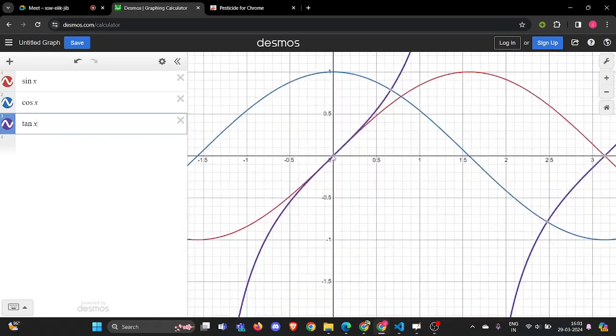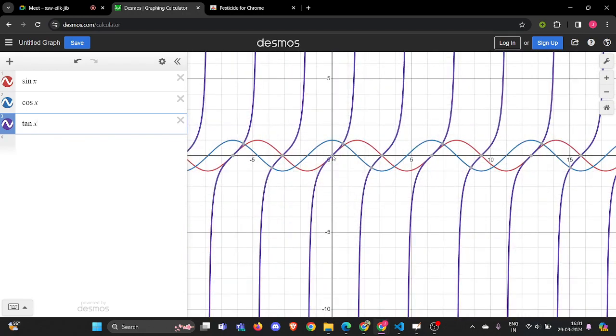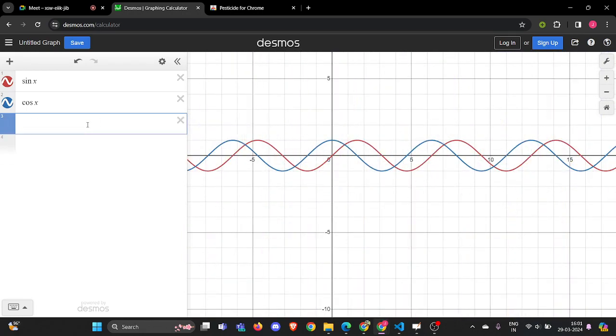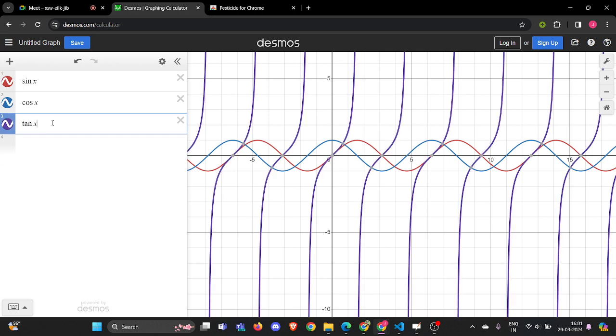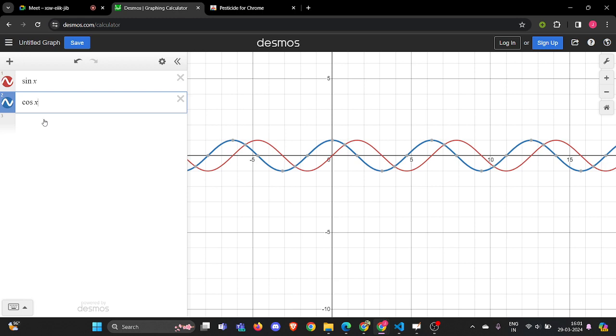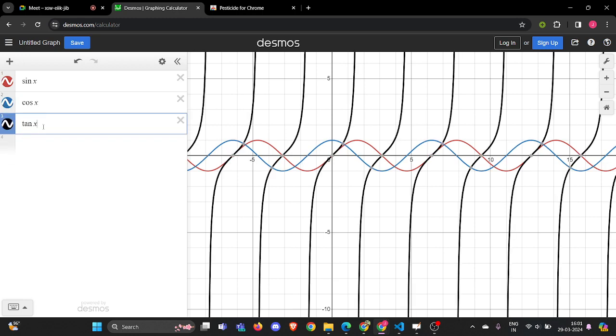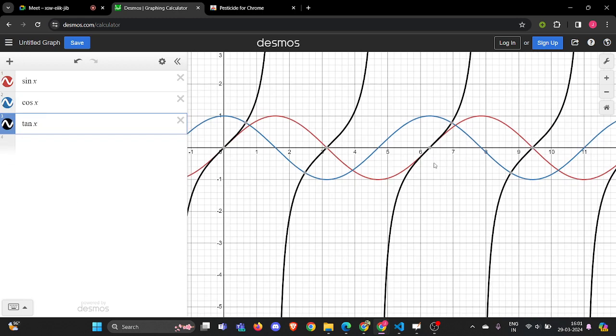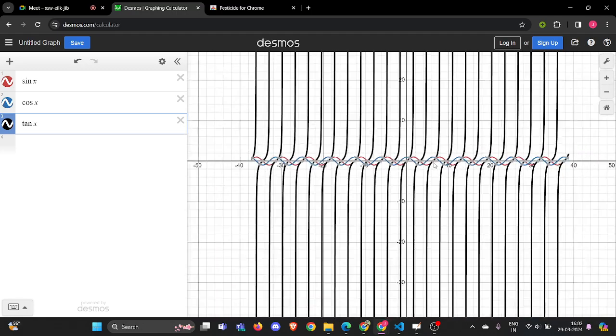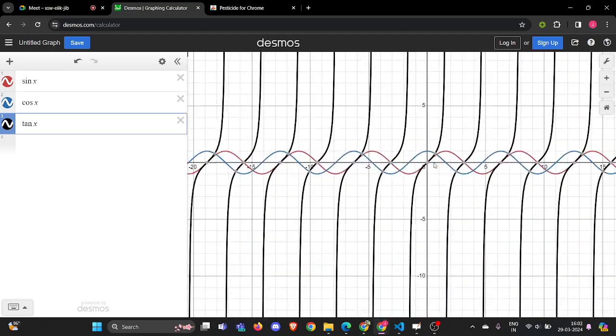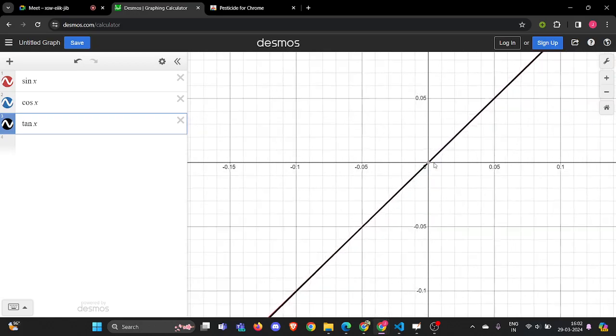Just select some random background. Can you try it one more time? No, remove it and add a new bracket. Tan. Okay, so this is tan, right?